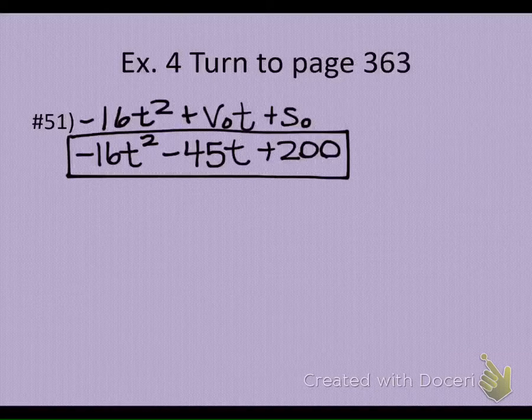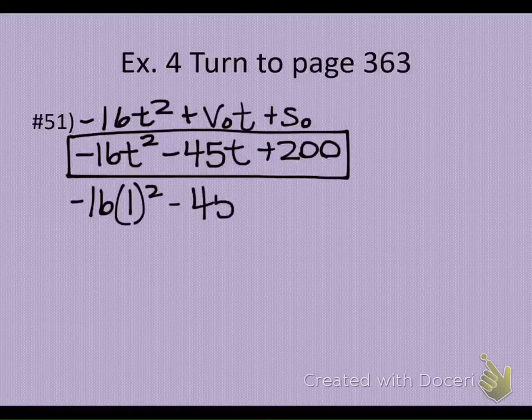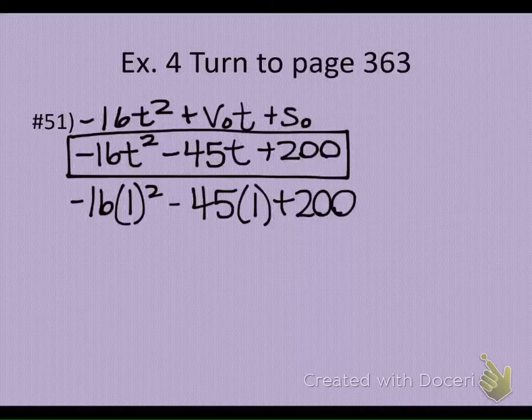Now, it wants to know how high our object is after 1 second. So where are we going to plug that number 1 into? In place of t, because t is our time. So negative 16 times 1 squared minus 45 times 1 plus 200. All right? What is 1 squared? 1. And what is 1 times negative 16?